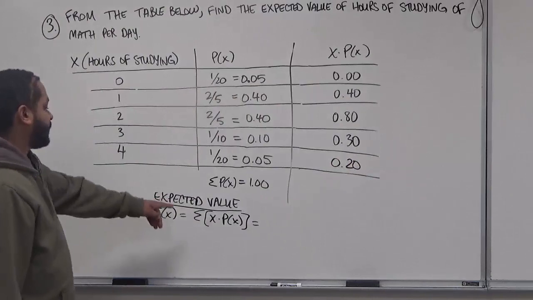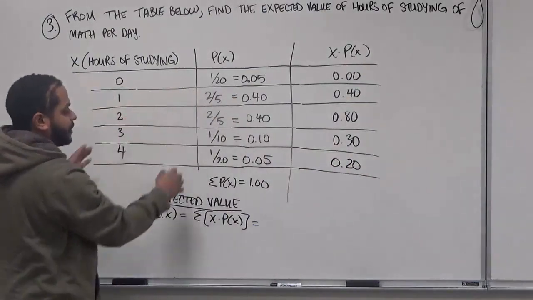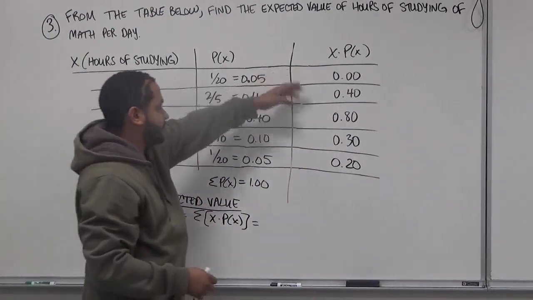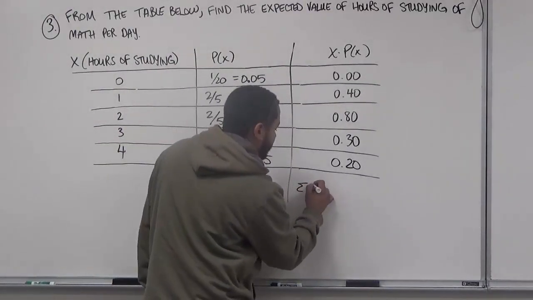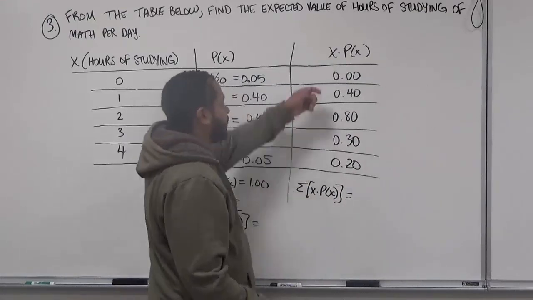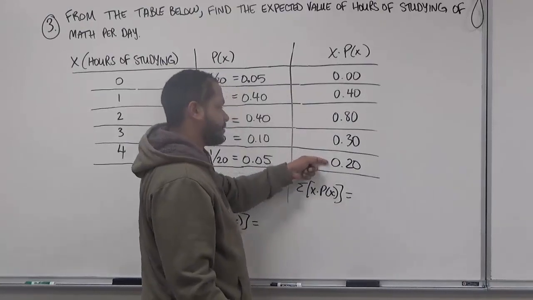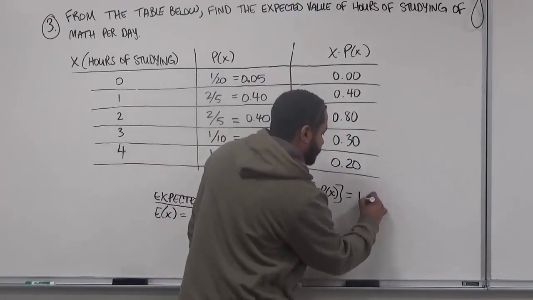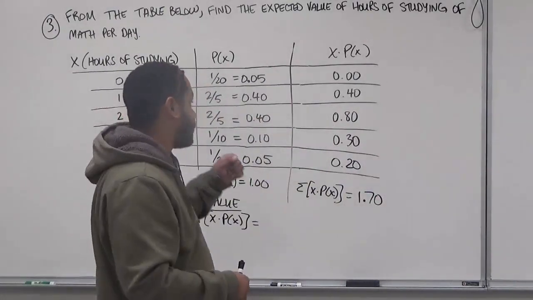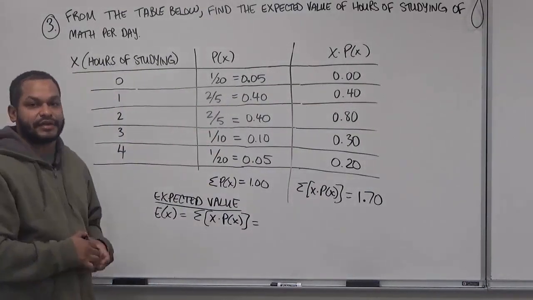Now, to find the expected value, we have to find the sum of this column, which is the same as doing these independently. We can also do these in a second way, which I'll show you right after I finish this way. So let's take the sum of this column to find our expected value. Here we have 40 cents, 80 cents, that's $1.20, plus 30 cents, that's $1.50, plus 20 cents again, $1.70. So our expected value is 1.7, and that represents the average number of hours that, from this table, we see people are studying mathematics per day.